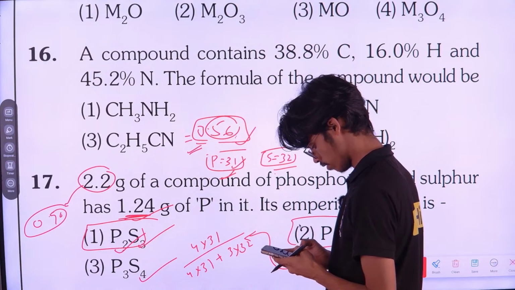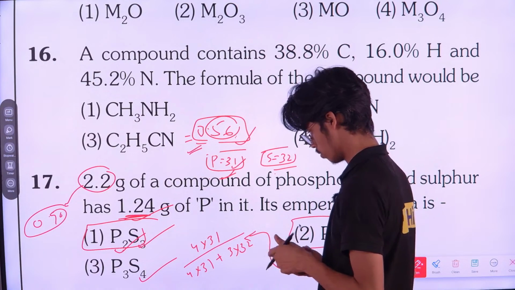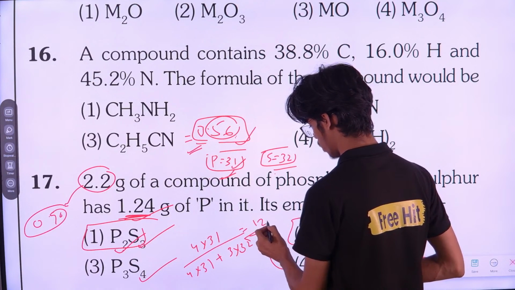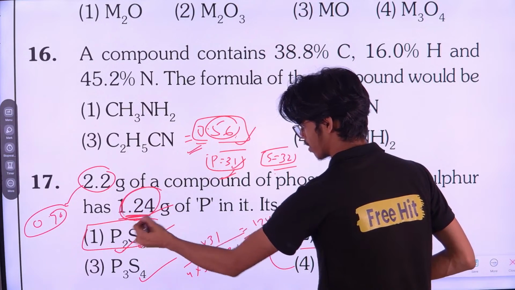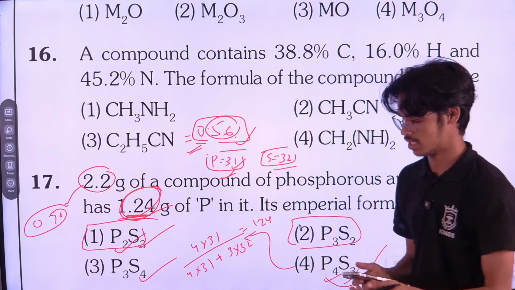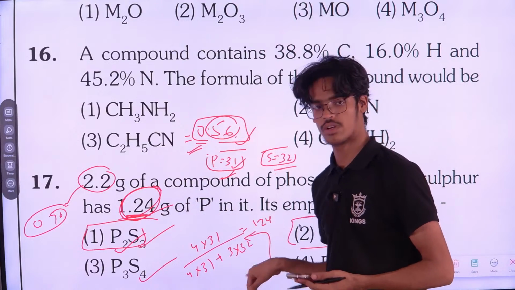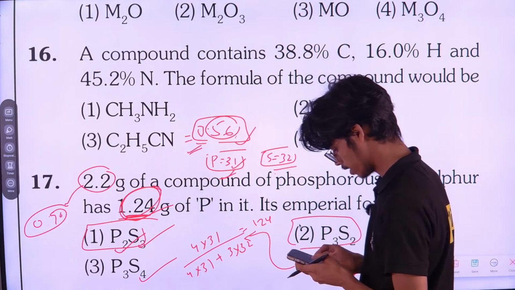Okay, so 4 into 31 is how much? 124. Okay, 124, which is near to this number. You can see 124, it's a very good number. See, that's why they are giving you such good numbers, so that you don't need to calculate it.